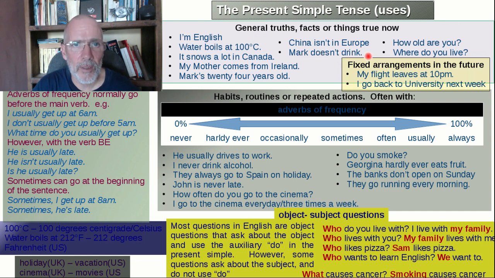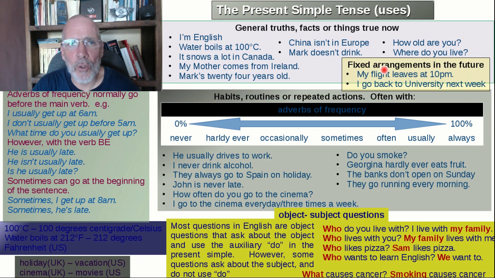It's a fact. How old are you? It's a question about something which is true now. And where do you live? Is also a question about something which is true now. So this is the main use of the present simple tense, to talk about general truths, facts, or things that are true now. Another use of the present simple tense is to talk about fixed arrangements in the future.